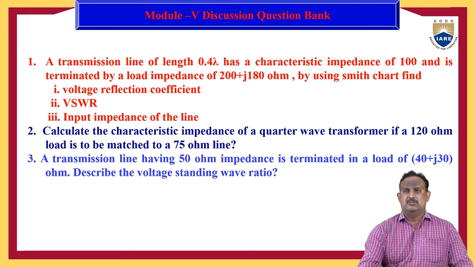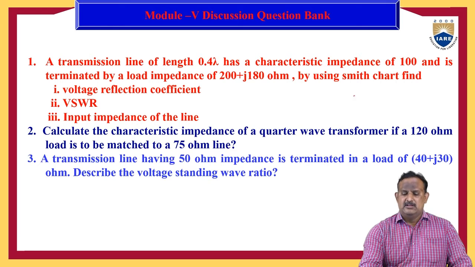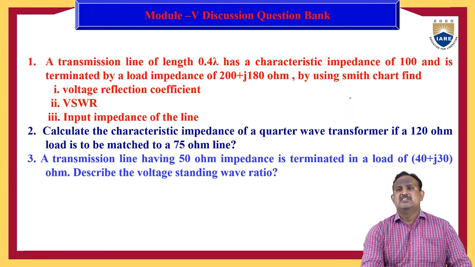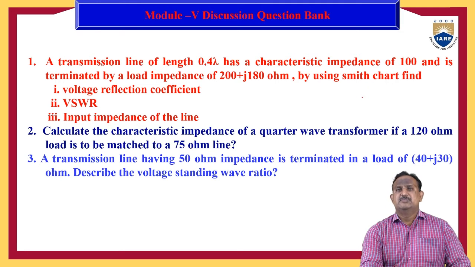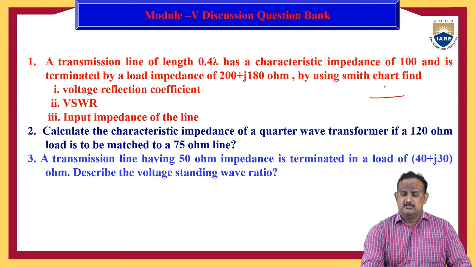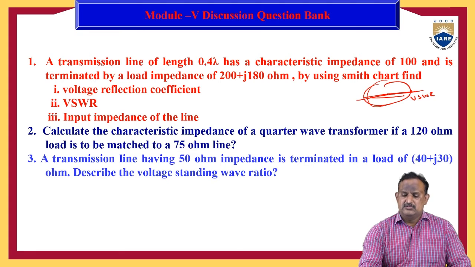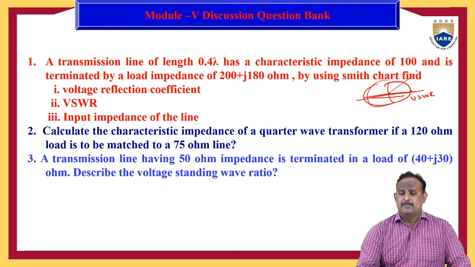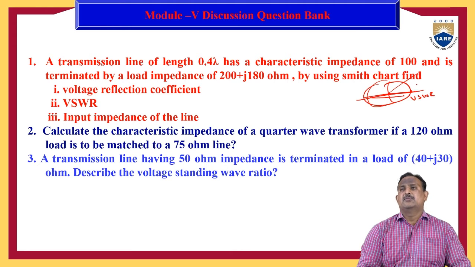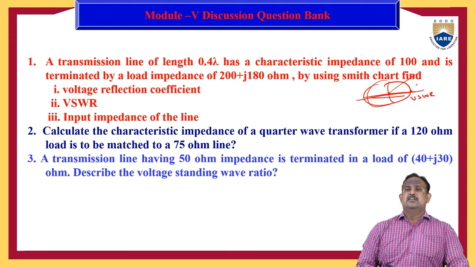For this, first we need to find the normalized impedance value. From the normalized impedance value, draw a circle in the Smith chart. The circle will touch the x-axis at a particular point, and this is nothing but the voltage standing wave ratio. From the center of the Smith chart, extend a line, and from this we can find the reflection coefficient, and then we can find the input impedance of the line.